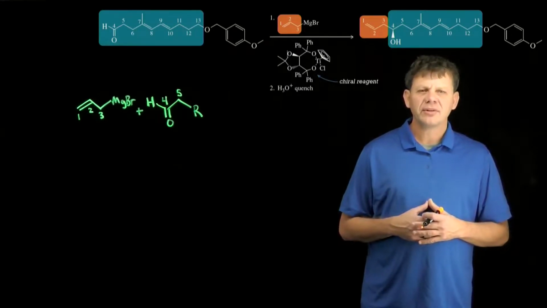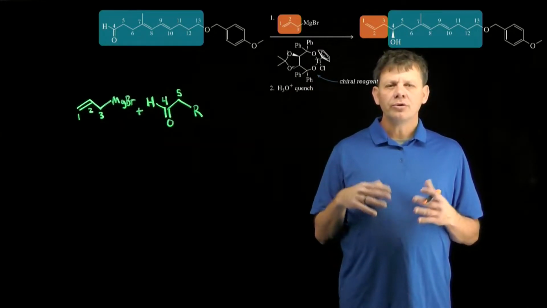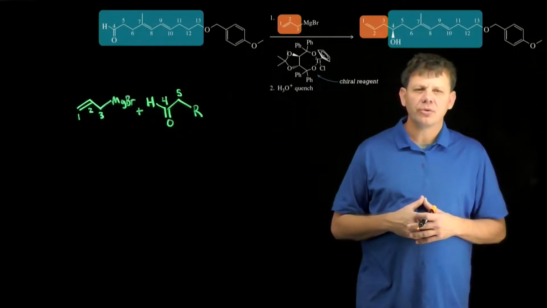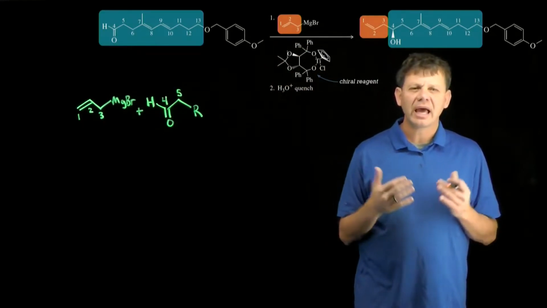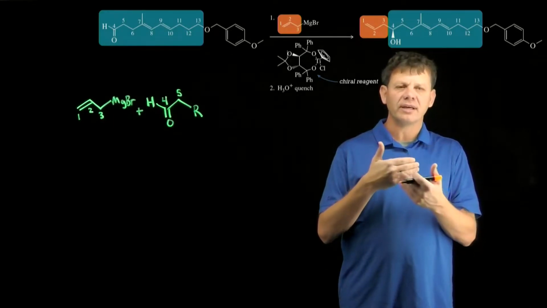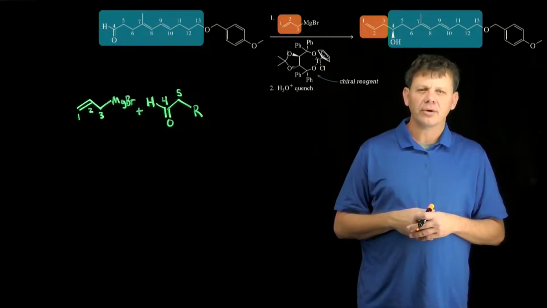This assessment asks us to show the mechanism of the reaction on screen. Now, in the reaction on screen, we're doing essentially a Grignard addition to an aldehyde, but in the presence of this chiral catalyst that's going to help us direct addition to one face or another. The assessment tells us to ignore stereochemistry.